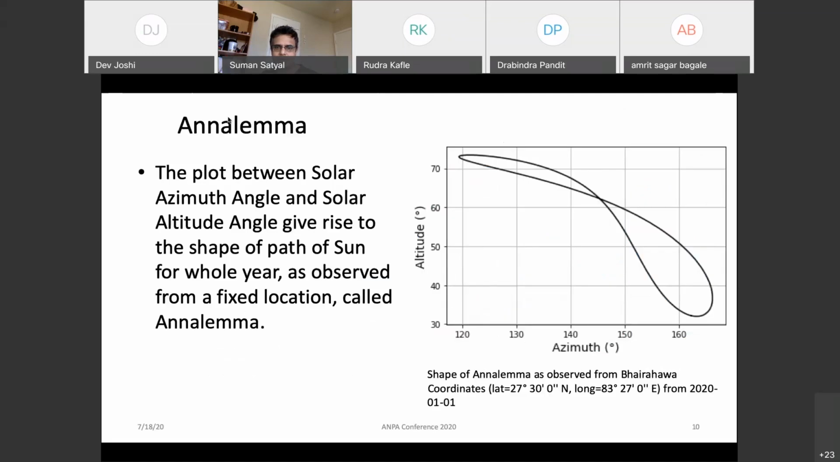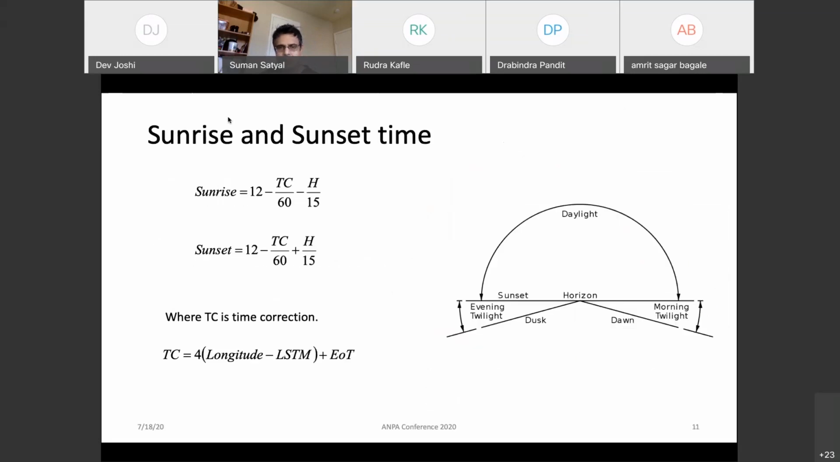Another is the position of the sun when we view the sun from a fixed point and at a fixed time over the year. We have plotted the figure of the EOT for variable values for one day. You can see the graph.